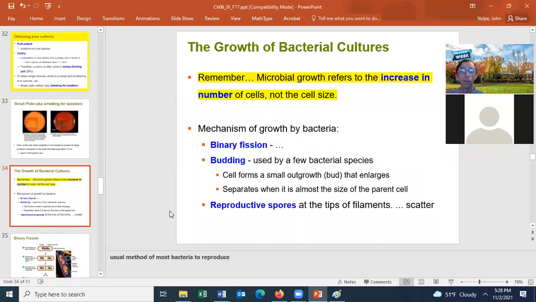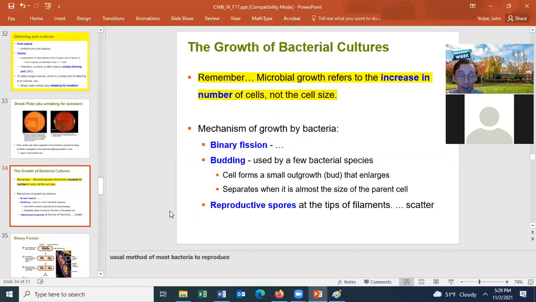All right, so let's talk about microbial growth a little bit. Remember, microbial growth refers to the increase in number of cells, not an increase in the cell size. Bacteria grow by 3 means. Most bacteria grow by binary fission, where 1 cell splits into 2. It literally divides down the middle.